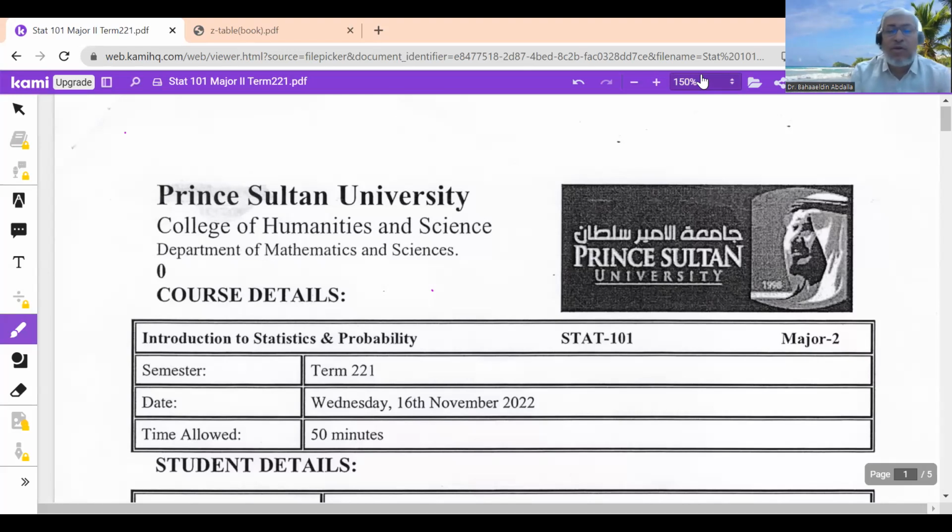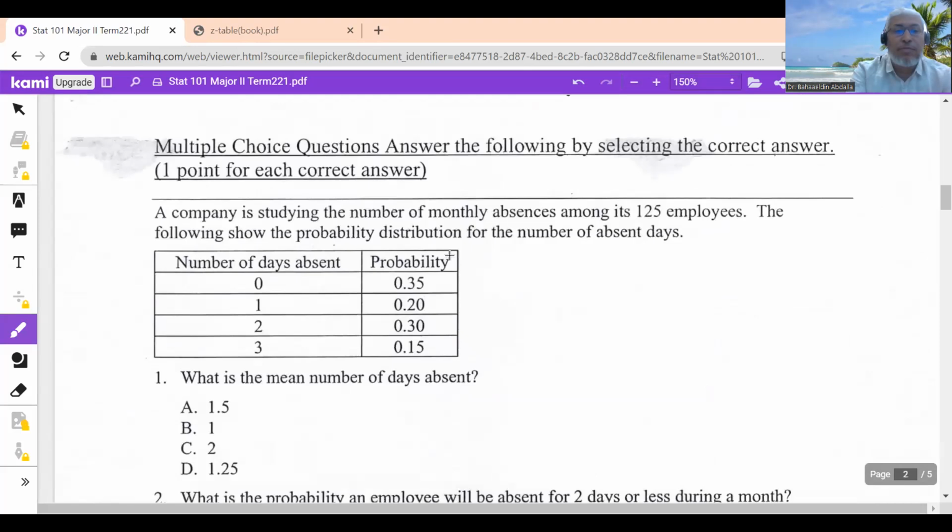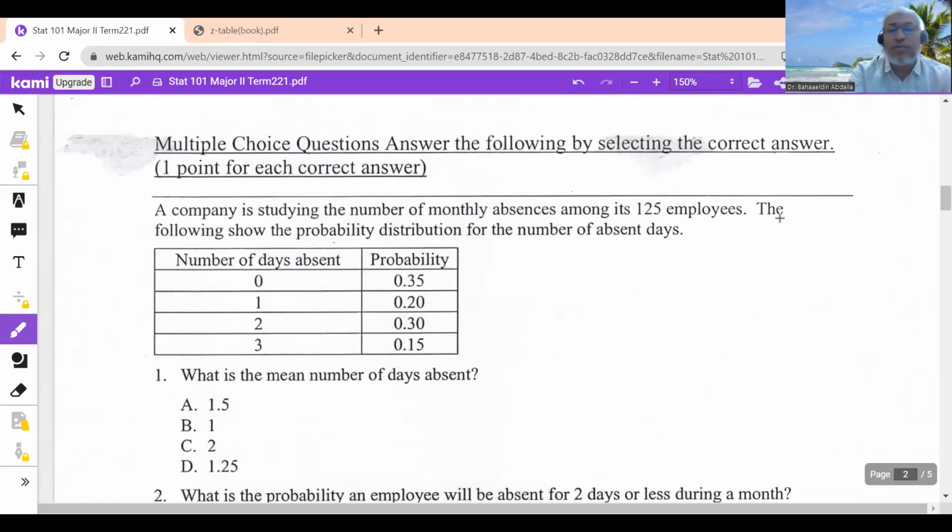This is Stat 101 Major 2 Term 221. The first question says a company is studying the number of monthly absences among its 125 employees.